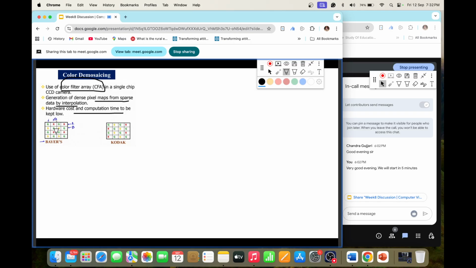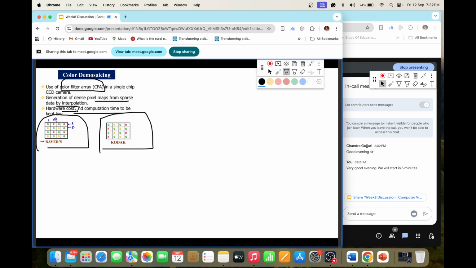Okay, and this is known as a Bayer camera. Similarly, codec also has this representation. So this filter is known as the CFA filter. Again I am repeating, in place of giving all three channel sensors RGB, we have only one sensor for a CCD camera. Why do we do it? Because to reduce the hardware cost and computation time.